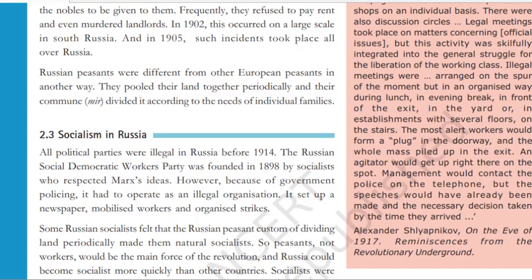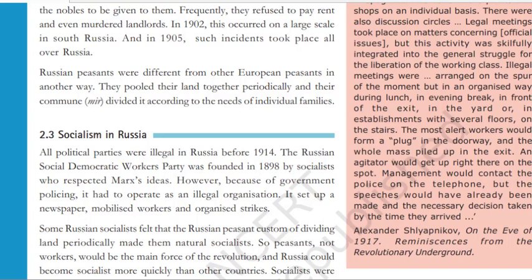2.3 Socialism in Russia. All political parties were illegal in Russia before 1914. The Russian Social Democratic Workers' Party was founded in 1898 by socialists who respected Marx's ideas. However, because of government policing, it had to operate as an illegal organization. It set up a newspaper, mobilized workers and organized strikes.